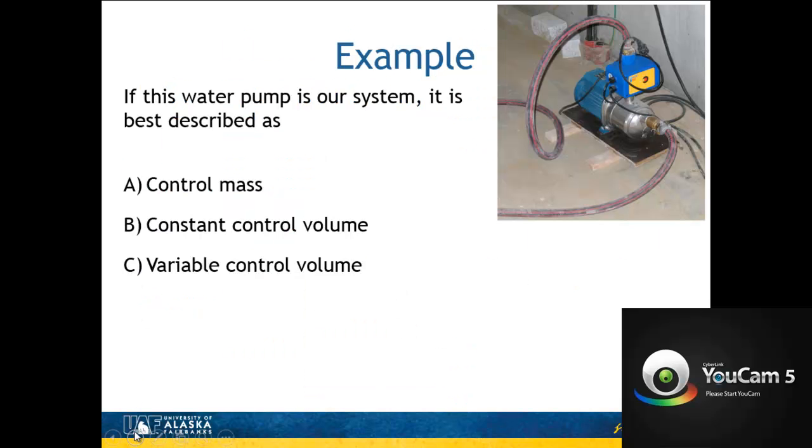So let's do an example. What I show up here in the picture is a water pump. There's a hose with an inlet to the water pump, and then there's another hose at the outlet of the water pump. So what I want you to do is take a second and think about this question. If you were to analyze this pump as a thermodynamic system, would it be best described as a control mass, a constant control volume, or a variable control volume?